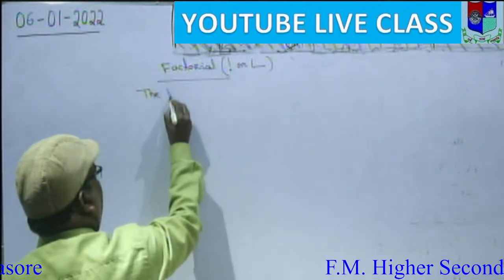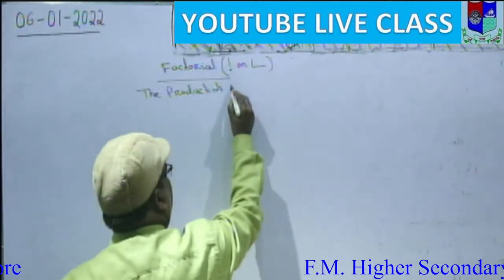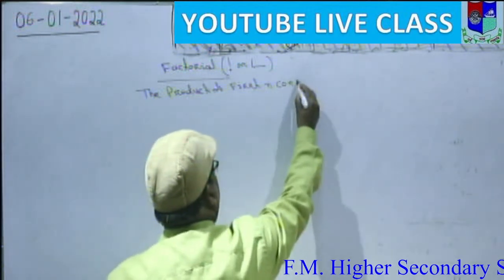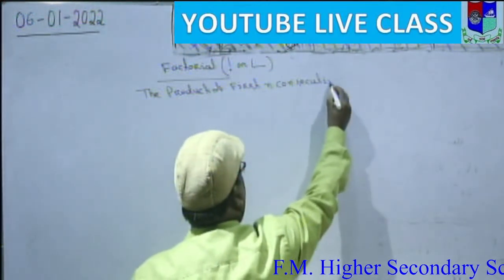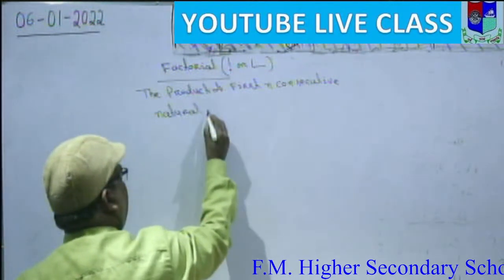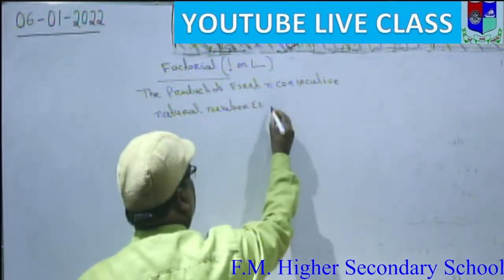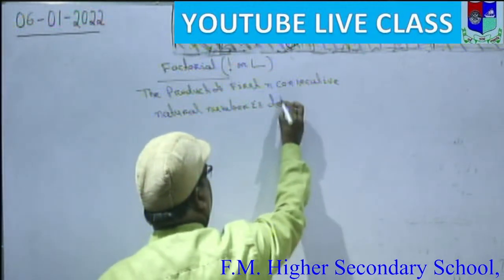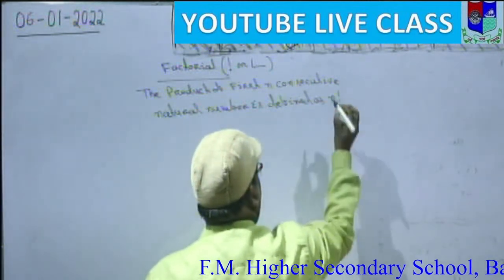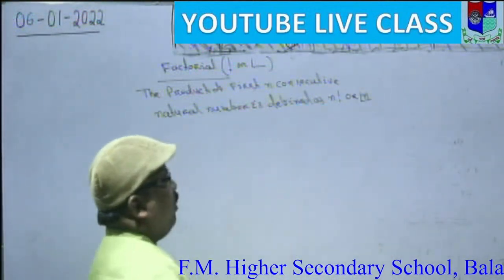The product of first n consecutive natural numbers is defined as n factorial, or one may write this n factorial.